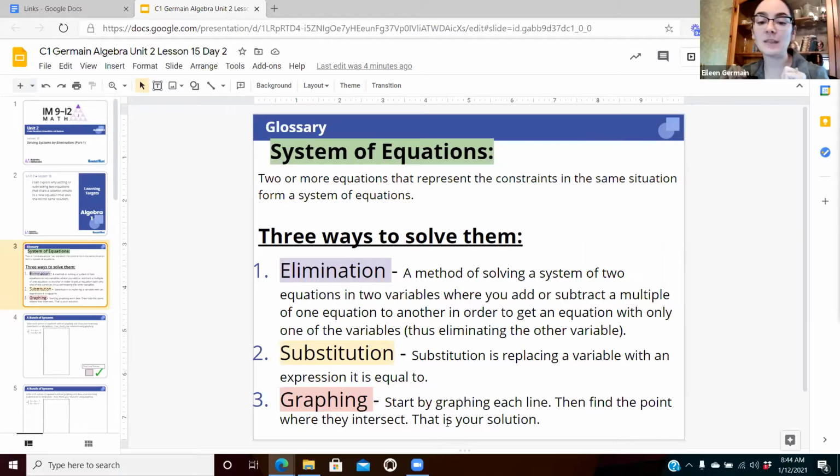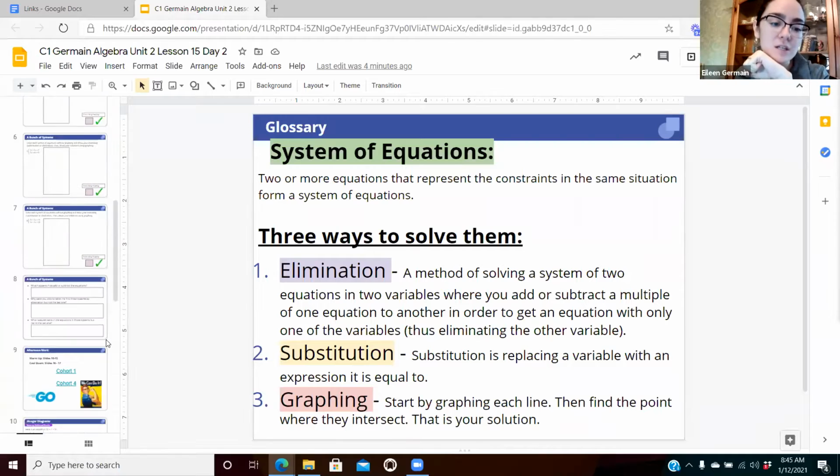The reason we're doing so much work with elimination is because last unit we had the opportunity to do a lot of work with substitution and graphing. So this time we're really focusing on elimination. But moving forward towards the end of this week, I'm going to give you systems, and you're going to have to choose which strategy you want to use to solve them. So that's a heads up.